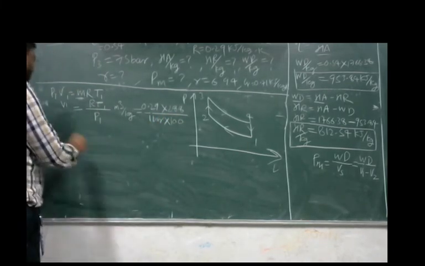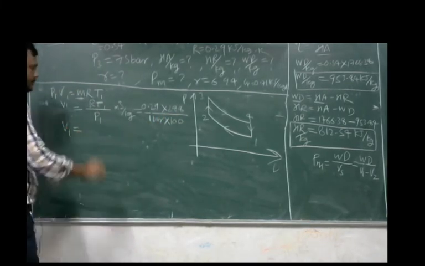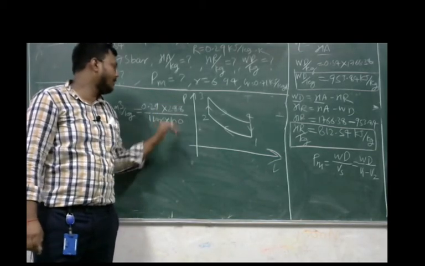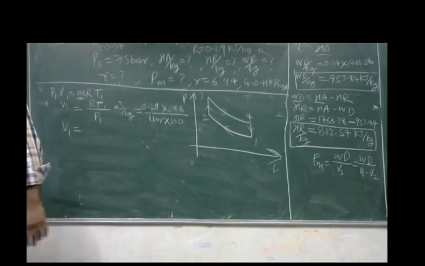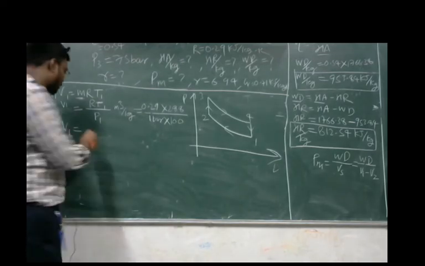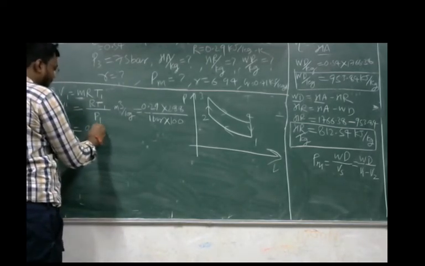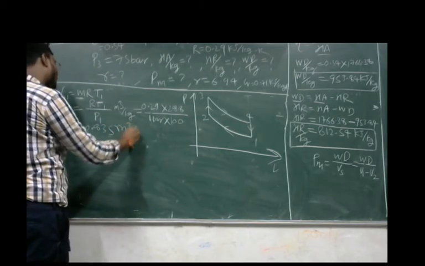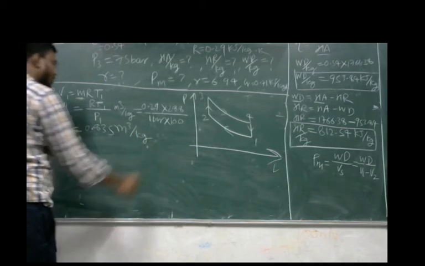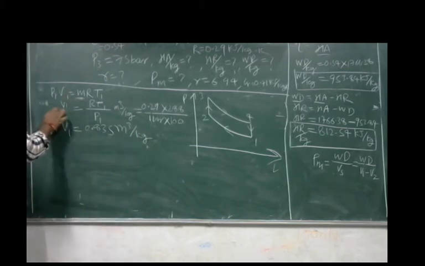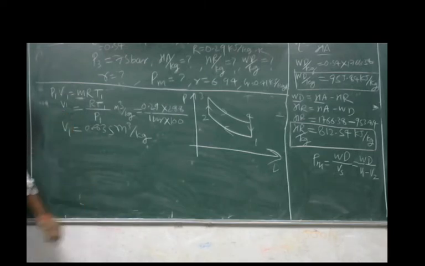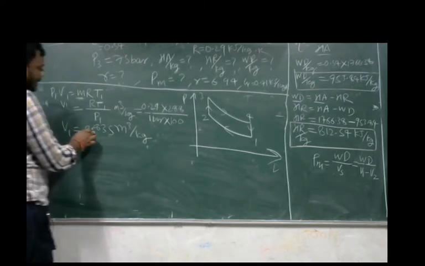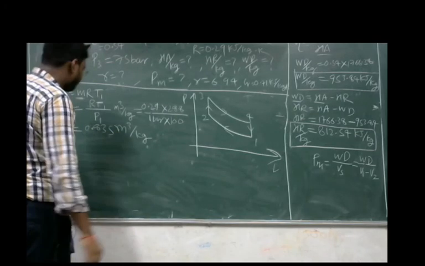Now if you calculate the value of V1, you get V1 equal to 0.835, but it is in meter cube per kg, because we have divided by mass here. I am not writing it here, but we have divided it by mass. So V1 is equal to 0.835 meter cube per kg.